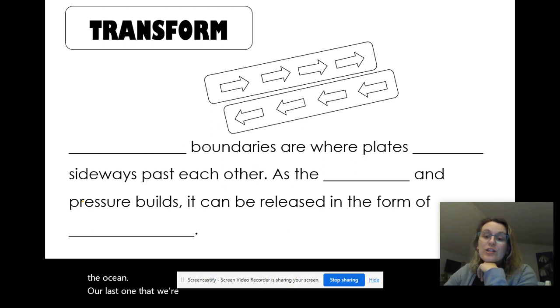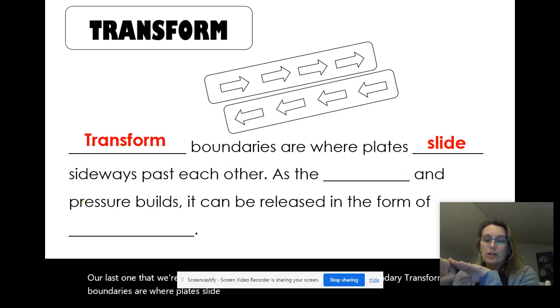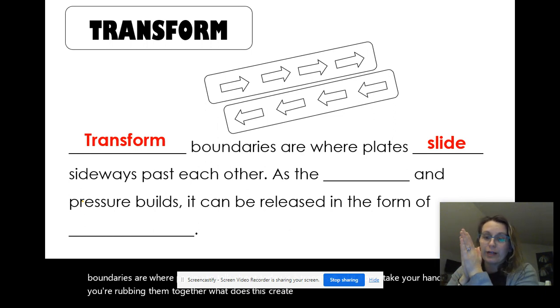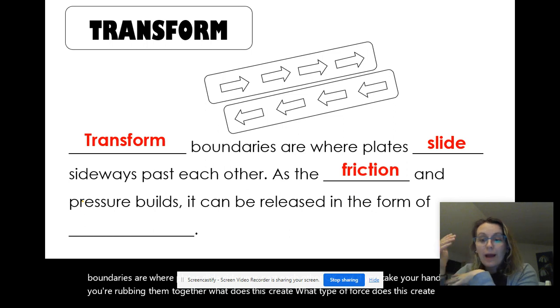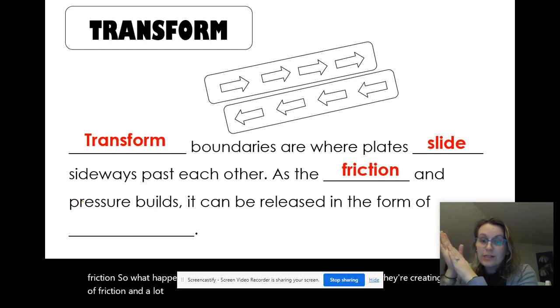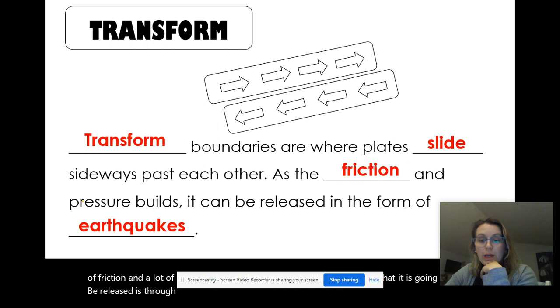Our last one that we're going to talk about today is a transform plate boundary. Transform plate boundaries are where plates slide sideways past each other, okay? And if you take your hands and you're rubbing them together, what does this create? What type of force does this create? It's friction. So what happens is, as these plates are moving next to each other, they're creating a lot of friction and a lot of pressure. And as that pressure builds, the only way that it is going to be released is through an earthquake.